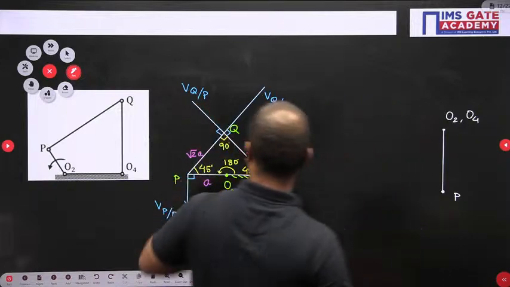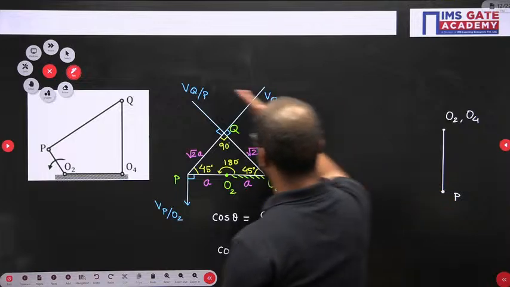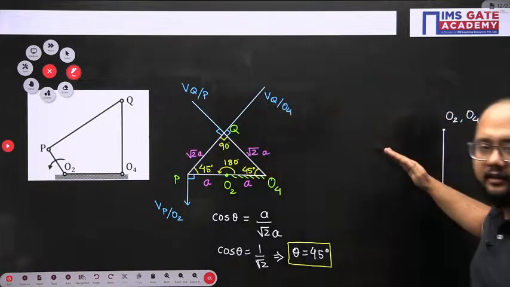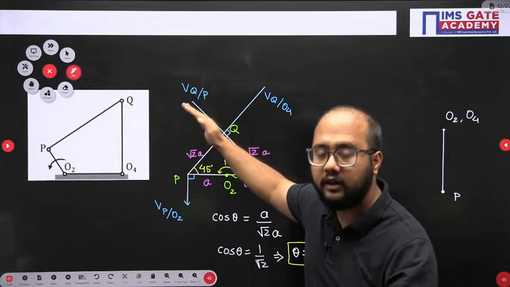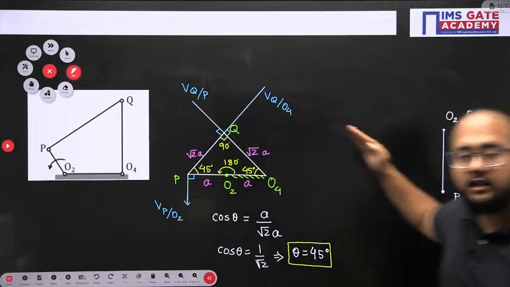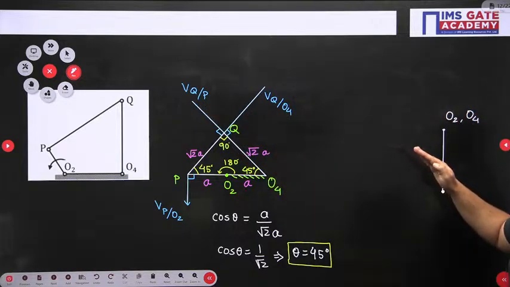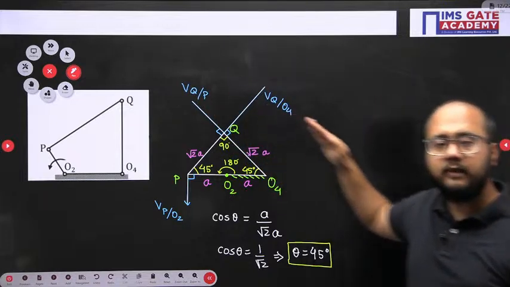Now Q with respect to P. This vector will be drawn from this point P, like this. Same direction I need to maintain. Same direction of Q with respect to P that I have shown in this configuration diagram, that same direction I need to maintain here also in the velocity diagram. Is it clear?